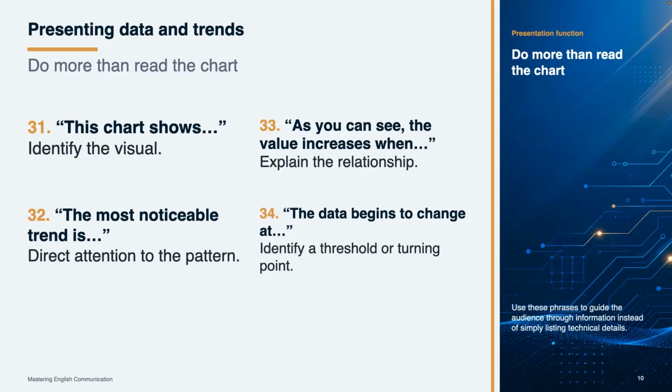Here's an example. This chart shows the average processing time over the last 6 test cycles. The most noticeable trend is the steady reduction in error rates after the software update. As you can see, the temperature increases when the motor operates above 80% capacity. The data begins to change at approximately 500 simultaneous connections.